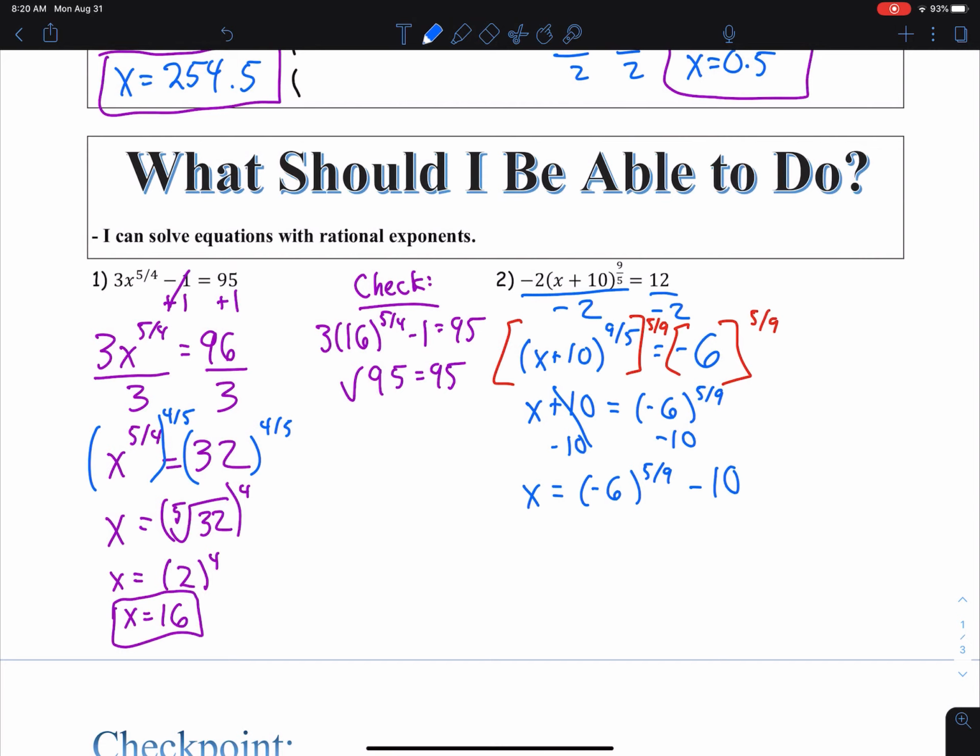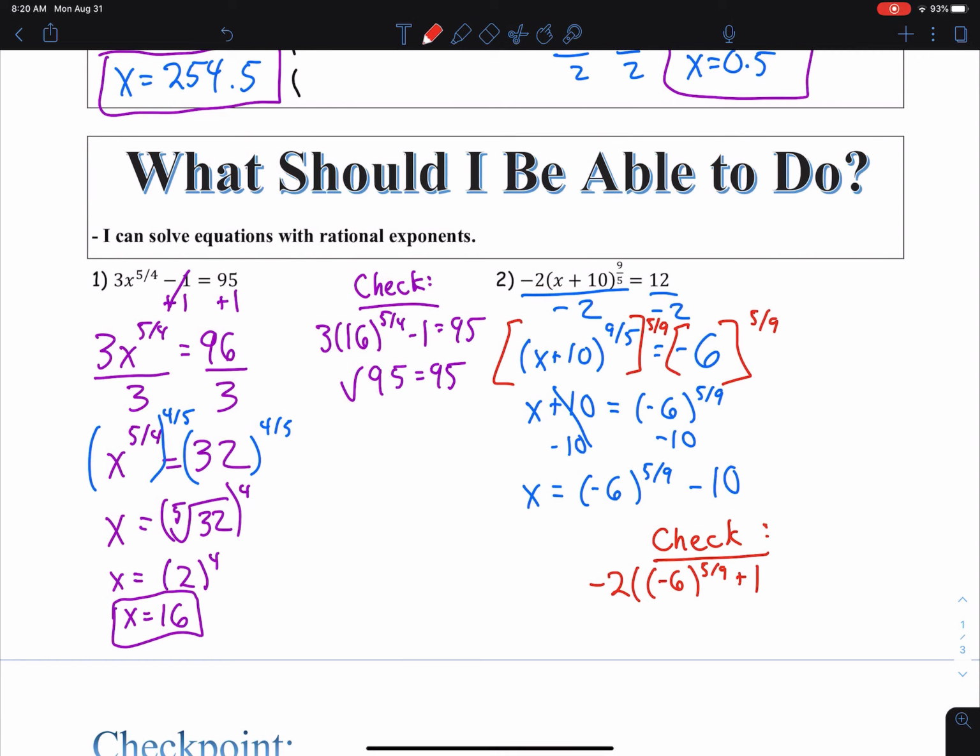We just have to plug that into the calculator and check. So when I check, it's going to look like, plug it into the original equation, it'll be negative 2 times negative 6, we have to plug that in for x. I know it's a weird number, to the 5 over 9, plus 10.